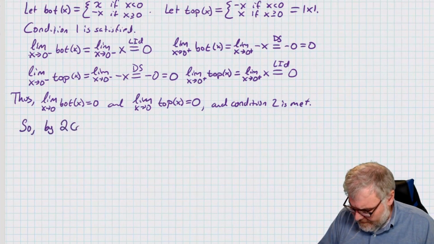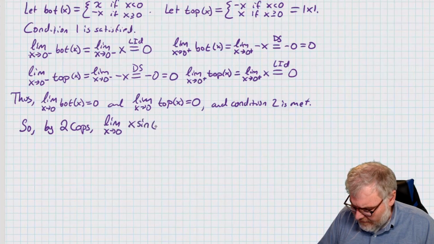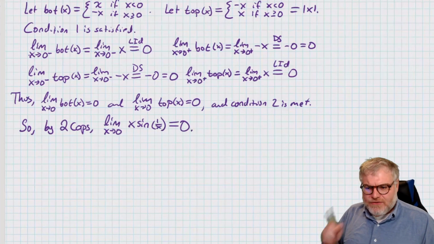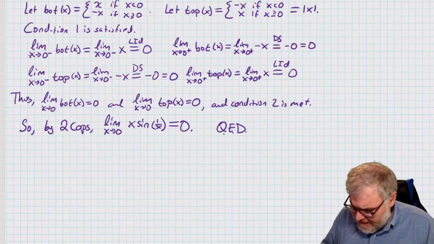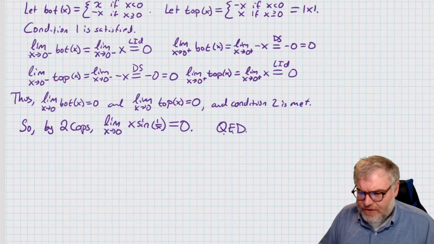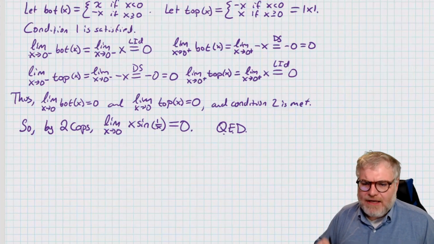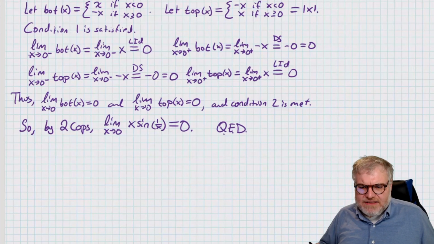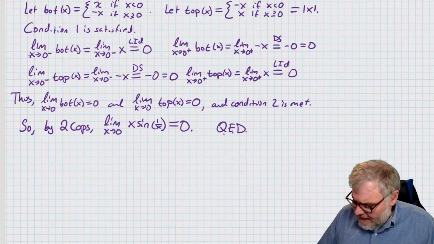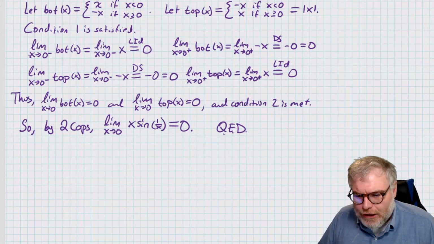by two cops, the limit as x goes to 0 of x sine of 1 over x equals 0. That must be true. And then I'm going to write QED at the end. And this is sort of my tagline. I've done what I wanted to do. I've shown it. I've stated my theorem. And I say, thus, by two cops, the limit as x goes to 0 of x sine 1 over x equals 0. And then I say QED, which is Latin for neener, neener.